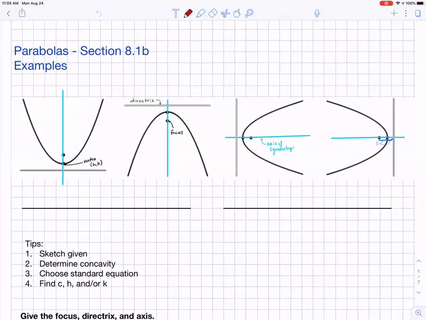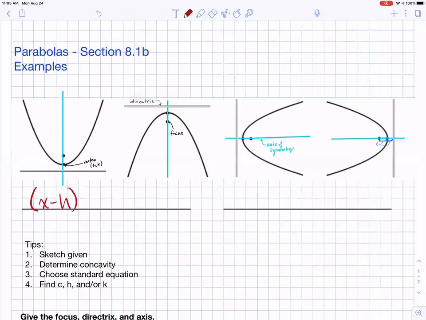So talk to me about what the two standard equations are. What is one of the standard equations? Question before I ask you for the other standard equation. What is in this equation that we also dealt with in the circles? An H and a K.